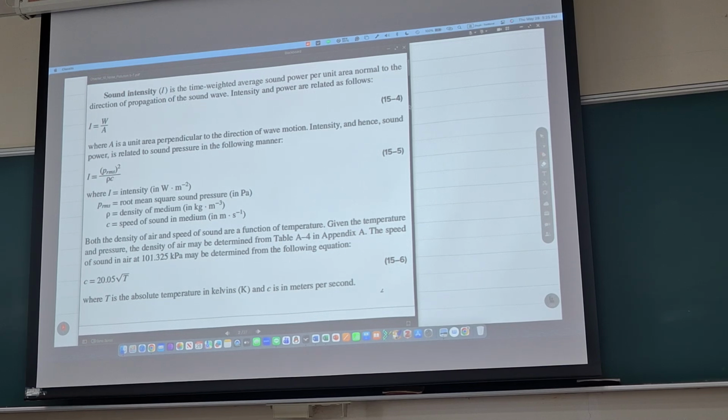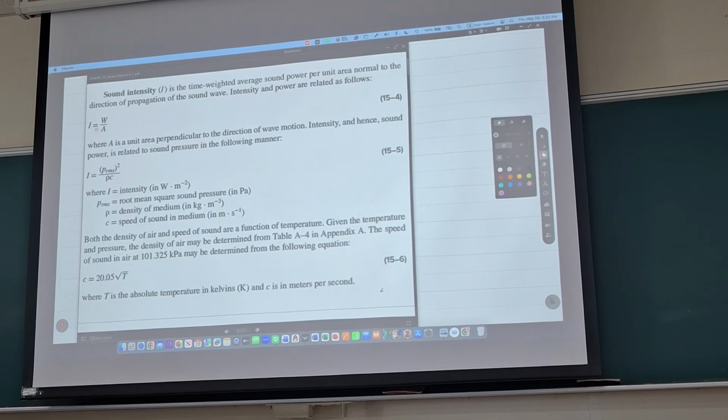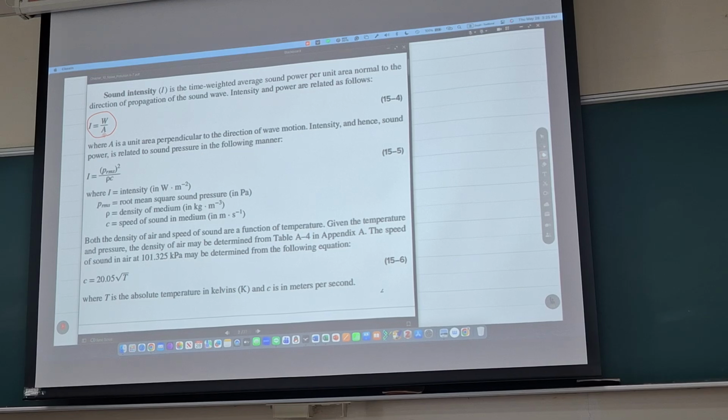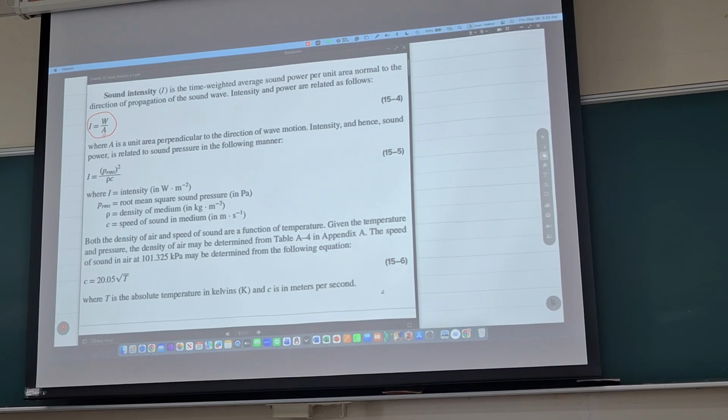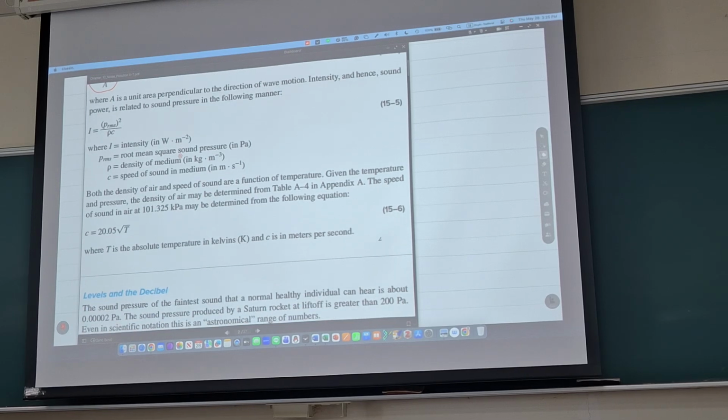So this formula shows you that I stands for sound intensity, W is sound power, and A is area. So use this formula to calculate sound intensity.